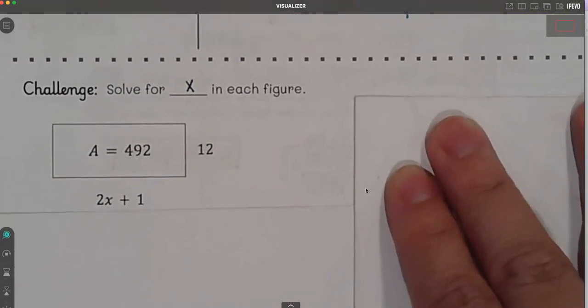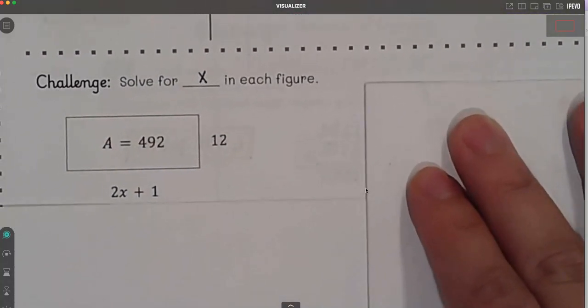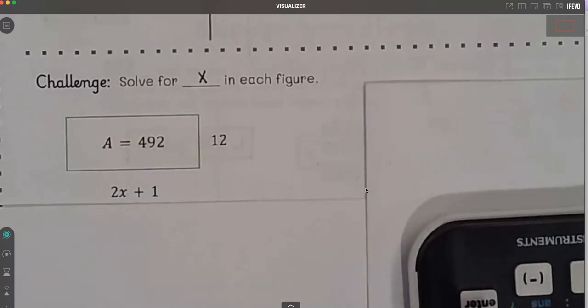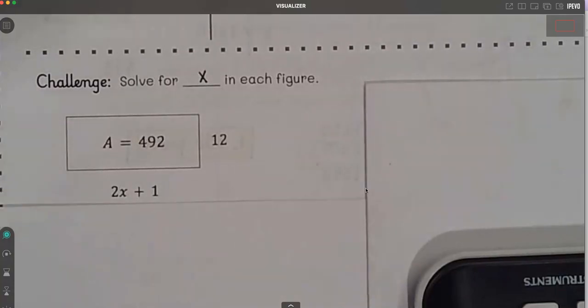Okay, the challenge: solve for x in each figure. I'll give a bonus point if someone can raise their hand and tell me how to set up this equation. Looking to see how many points people have. Go ahead. But you got to multiply by something. I have 2 hands. By 4. Good job.